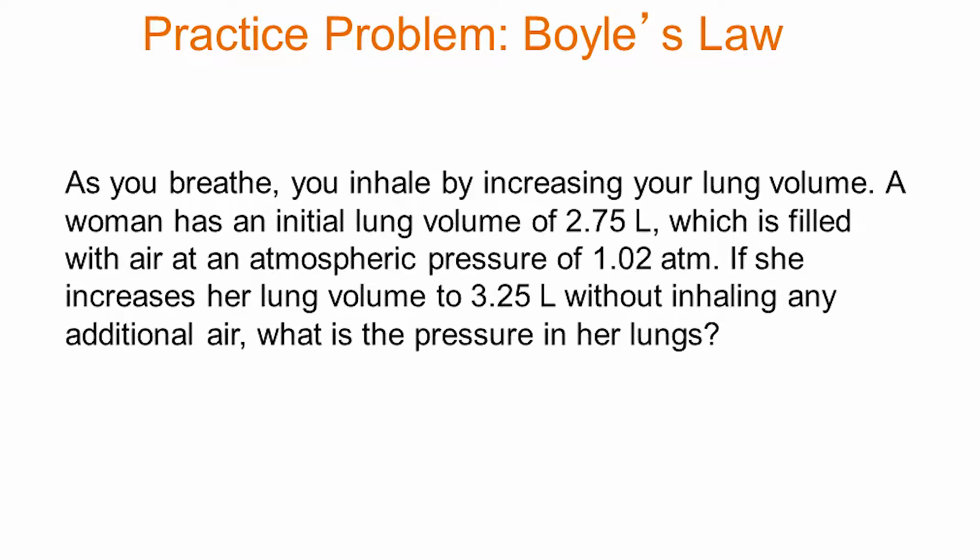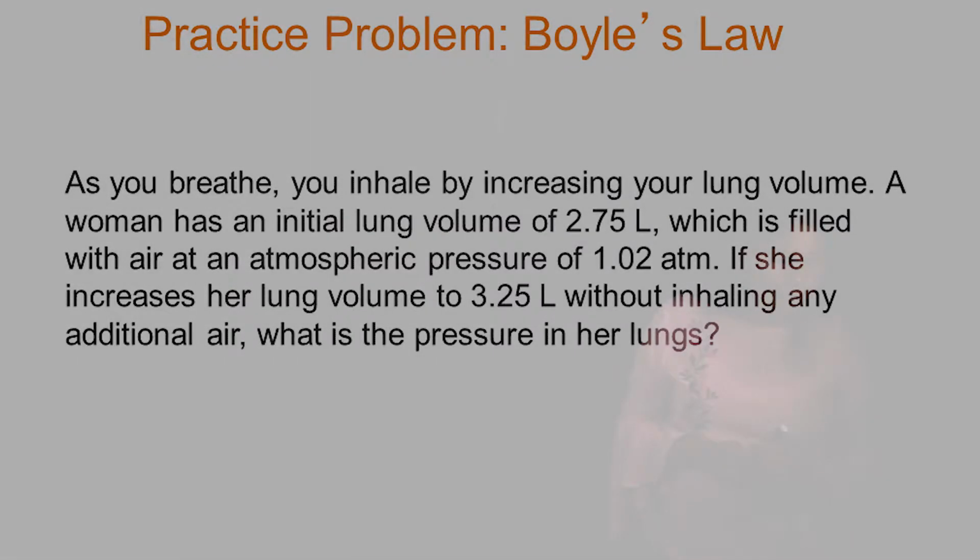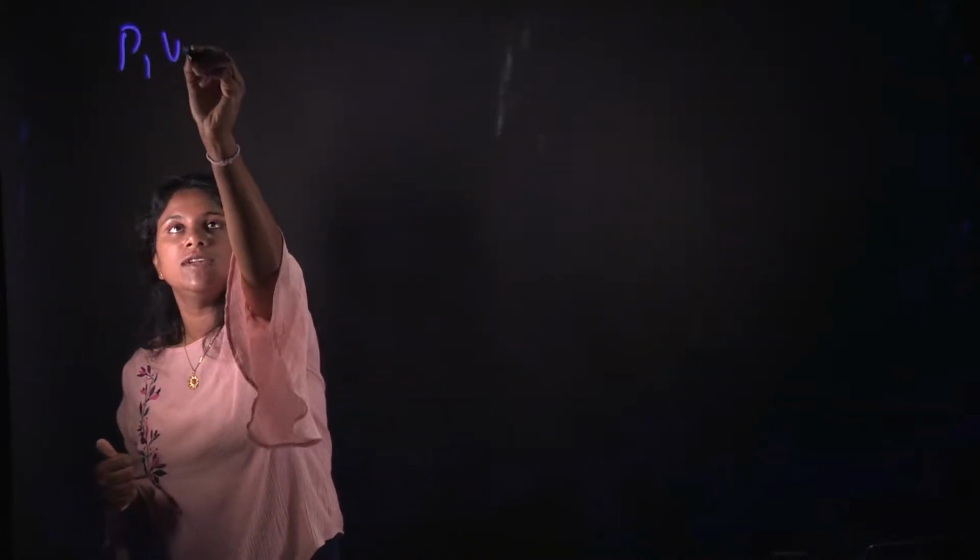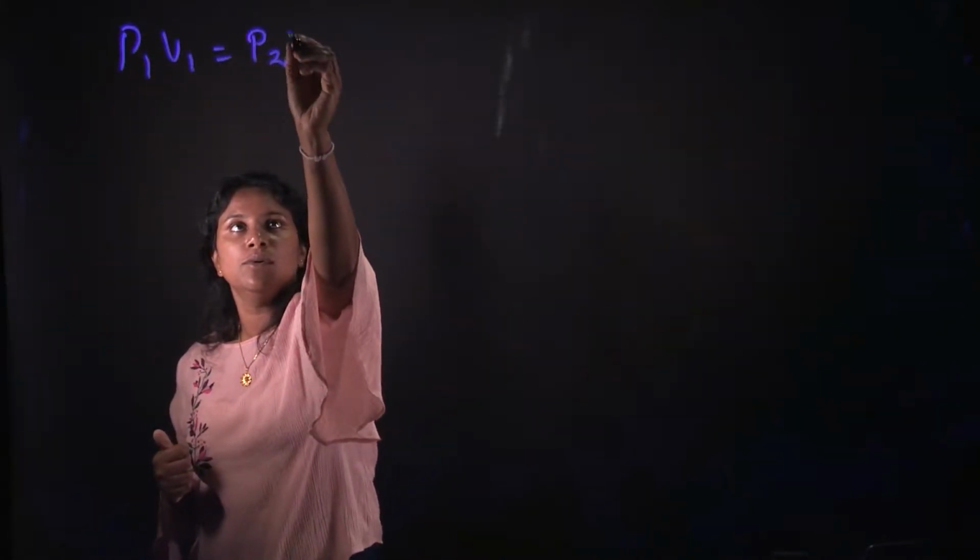While you look at the problem, you need to identify, okay, it has initial lung volume. What is initial lung volume? V1, P1. V1 is given, P1 is given. They give you also V2, asking P2. So let me explain in detail. This is the Boyle's law question. So what is Boyle's law? P1 V1 equals P2 V2.